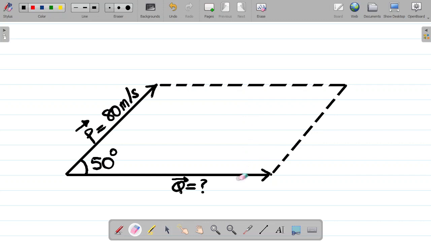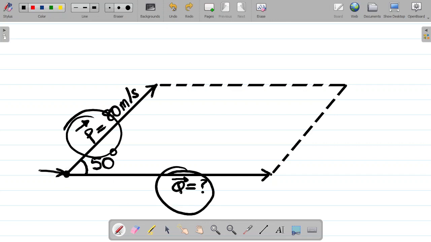All right, that's the first task. Next up, from the parallelogram law of vectors, we said that for us to get the resultant, the resultant will run from the point of intersection between the two vectors. Now, the vectors P, that's this, and Q, that's this, meet up at this point. Let me give it a label as A. They meet at A. So A here becomes the point of intersection between vectors P and Q.